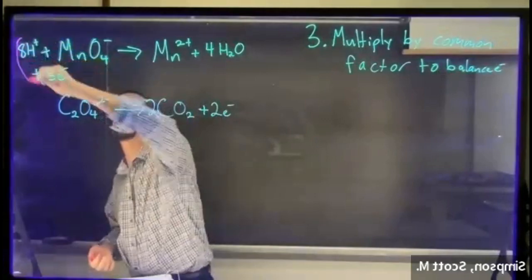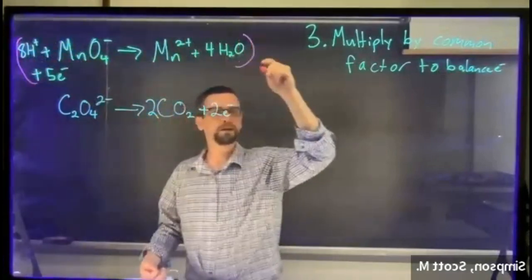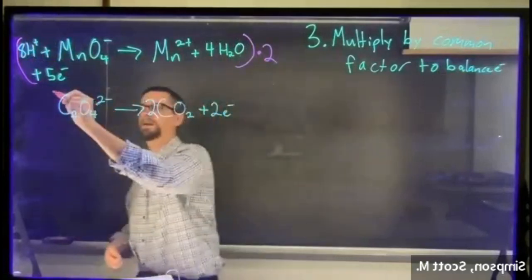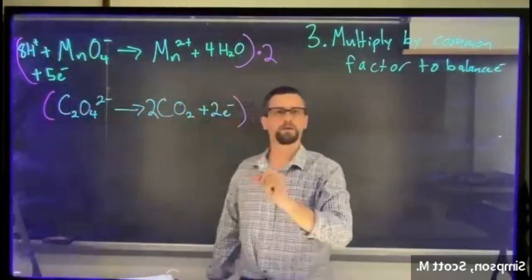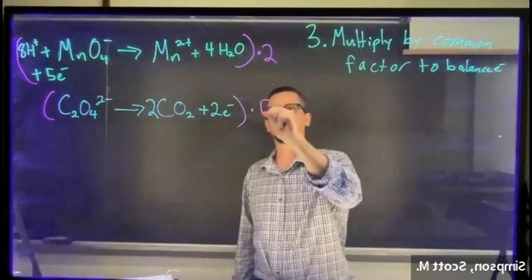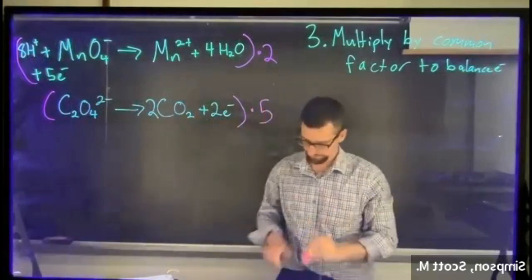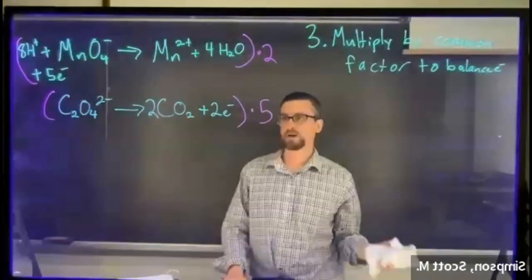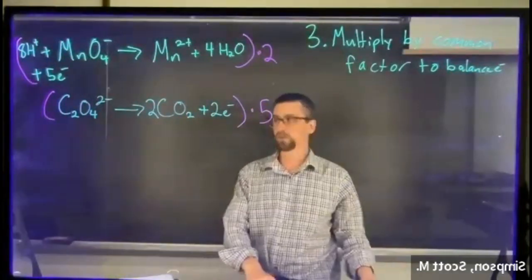So we need 10 electrons for here. We're going to take this guy and multiply it by 2. And then for this one, we need to get a total of 10 electrons. We're going to multiply by 5. Okay, how is that going to transform this thing?